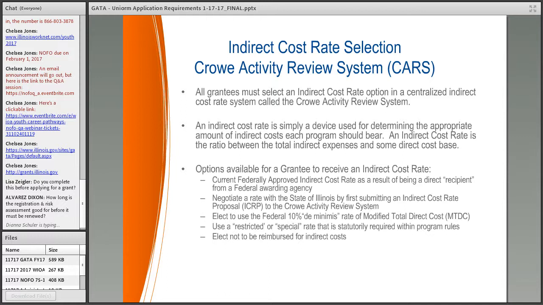Right. The remaining options for indirect rates are you can use a restricted rate if you have one from your federal cognizant agency. And then the last option is to elect not to be reimbursed for indirect costs at all. For example, if you don't want to be bothered with getting an indirect rate. But even if you choose that option, you still have to make that election on the CARS system because that's going to be included in your grant agreement.